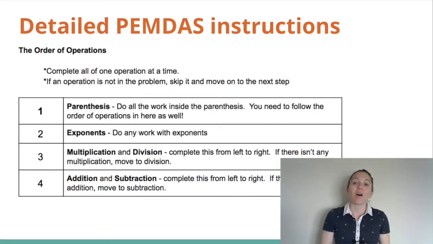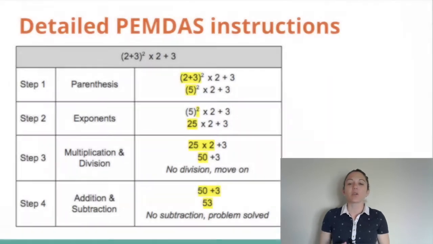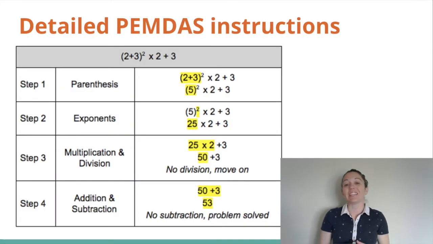Step 1. Do all the work inside the parentheses. You need to follow the order of operations in here as well. Step 2. Do any work with exponents. Step 3. Complete multiplication and division from left to right. If there isn't any multiplication, move on to division. Step 4. Complete addition and subtraction from left to right. If there isn't any addition, move on to subtraction. As you can see, there's a little more detail in here than in the other one, and you can also provide the student with an example that has each step identified.